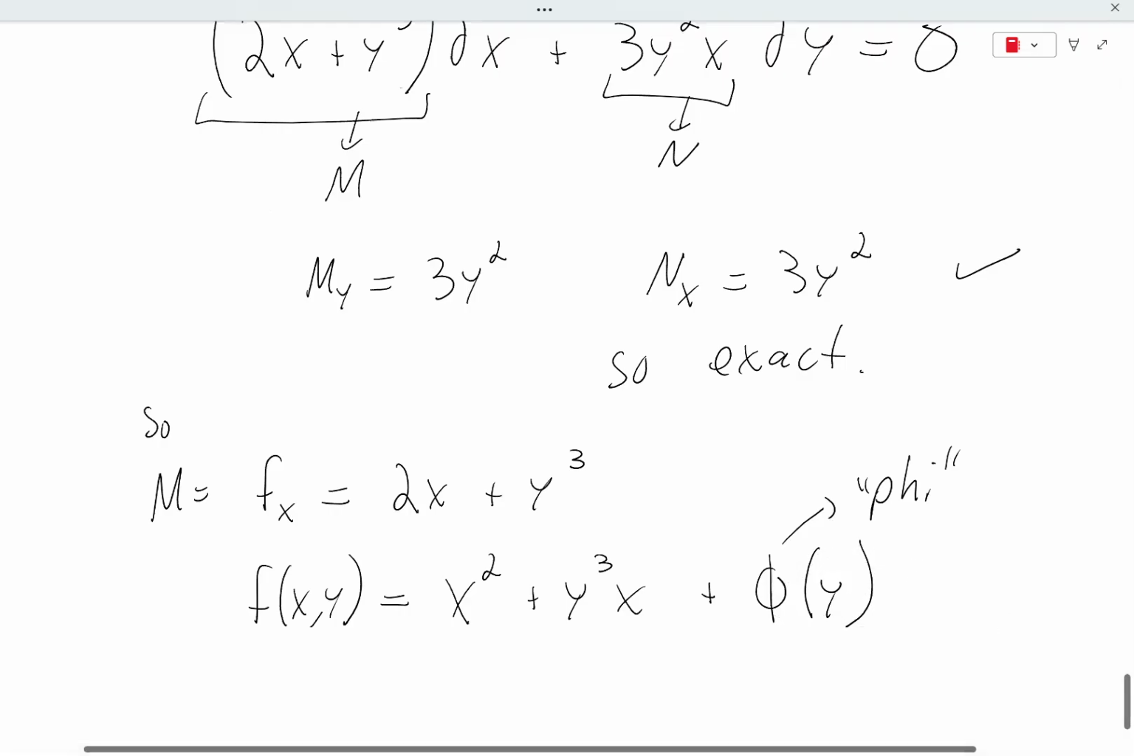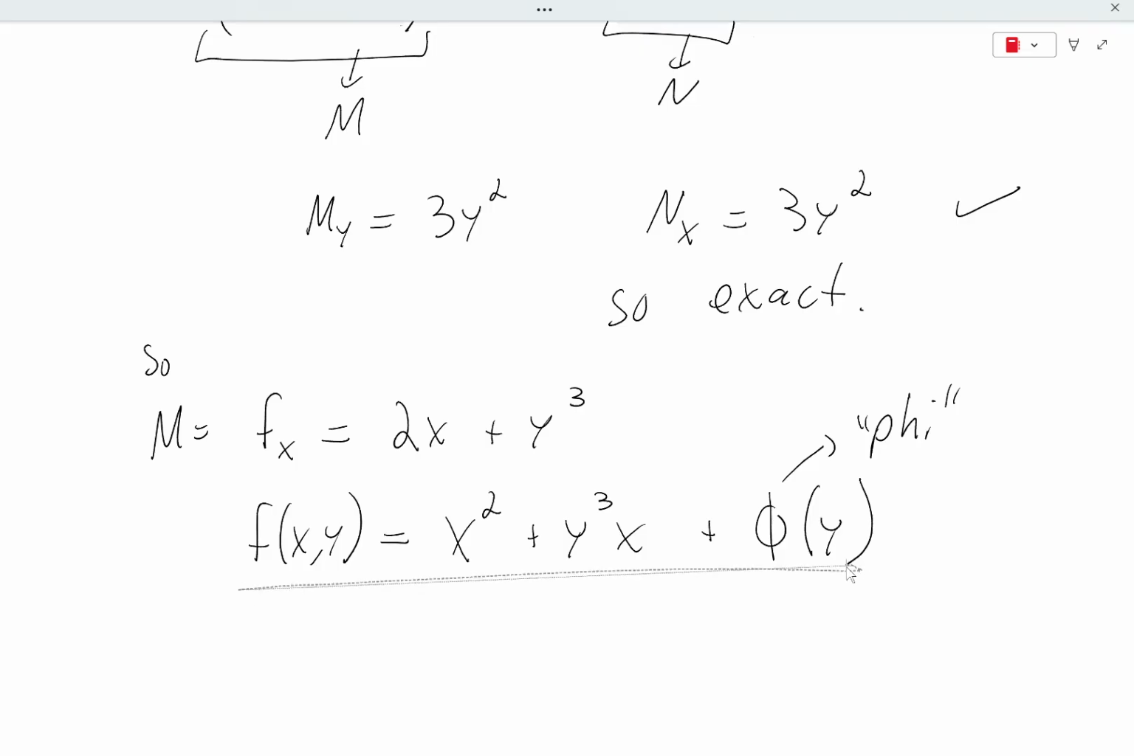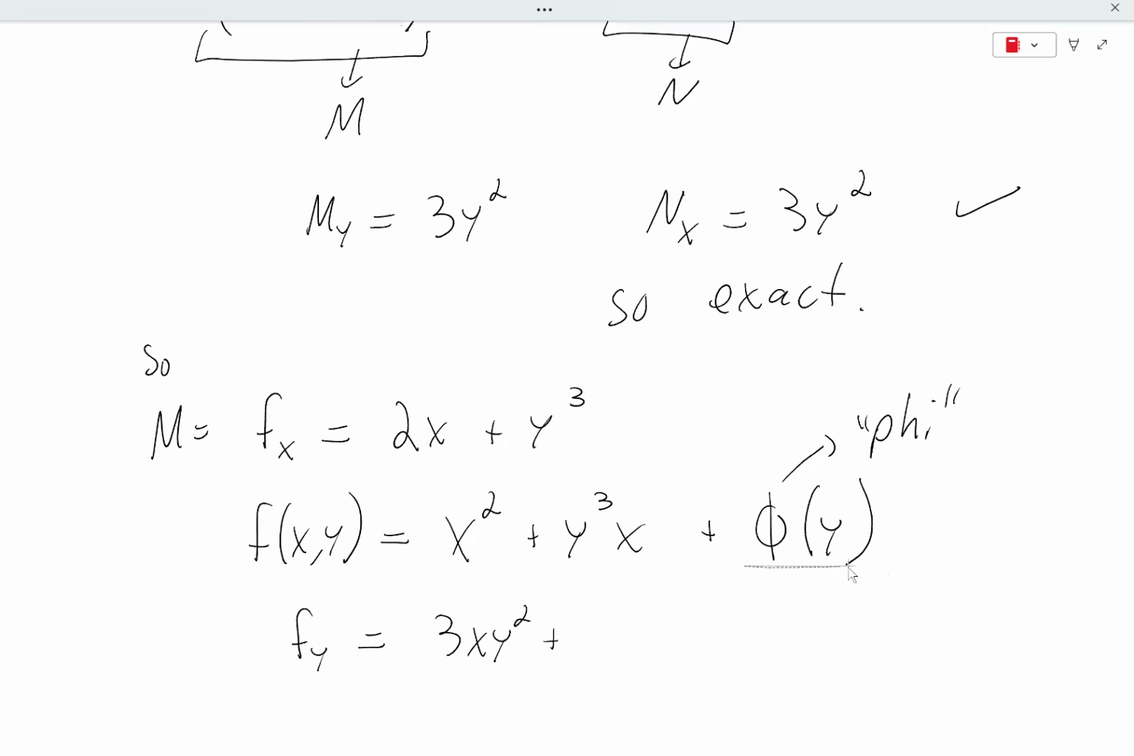Now, the next thing you do here, this is a bit different, by the way, than we did last semester. I'm going to do it a little differently here. You take the derivative of this now with respect to y. If this is our f of x, y here, what would the partial with respect to y look like? This will drop here, and that'd be 3xy squared, plus the derivative of this one over here with respect to y. So I'll call it phi prime of y, like that.